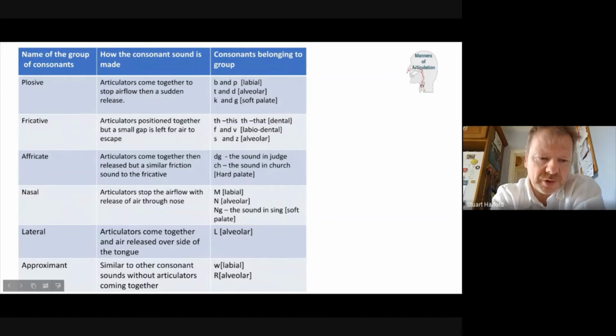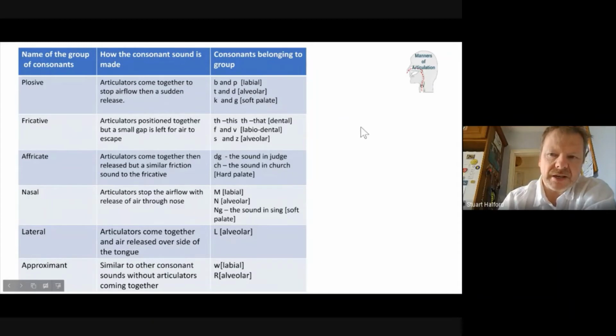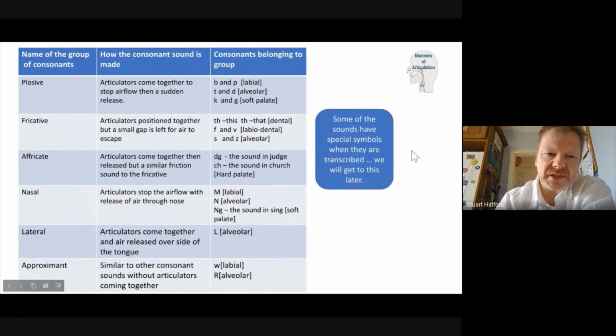And then we have the approximants, which are similar to all the other consonant sounds, but the articulators don't come together. So when you say w or r, you'll notice lips aren't together or teeth aren't together, they're apart. So that's the manner of articulation. So we have the places of articulation and the manner of articulation so far. Now, some of these sounds, when you're transcribing speech, have special symbols, and we'll get to this again a little bit later on.